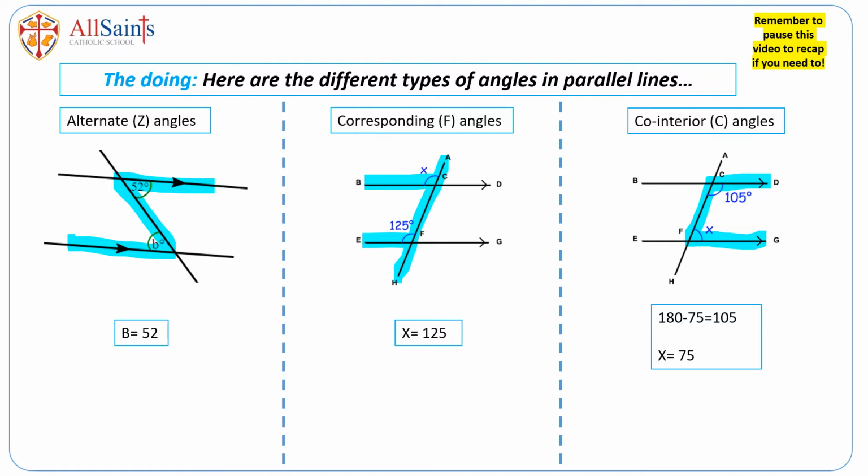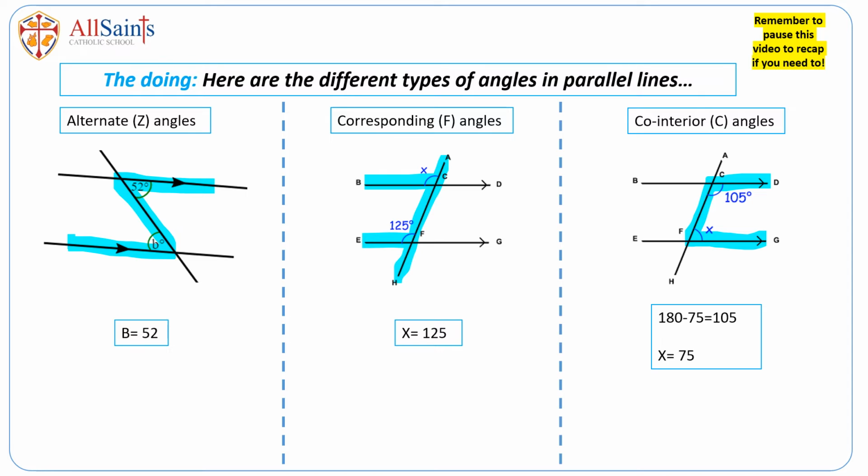Secondly, we're going to look at the corresponding angles. Now, this one looks a bit different to the one we looked at. However, if we draw on our F, which I've already done, we can see that it is corresponding. We can see this F is backwards, however, we would still call this a corresponding angle. Therefore, X will be 125, and that's that question done.